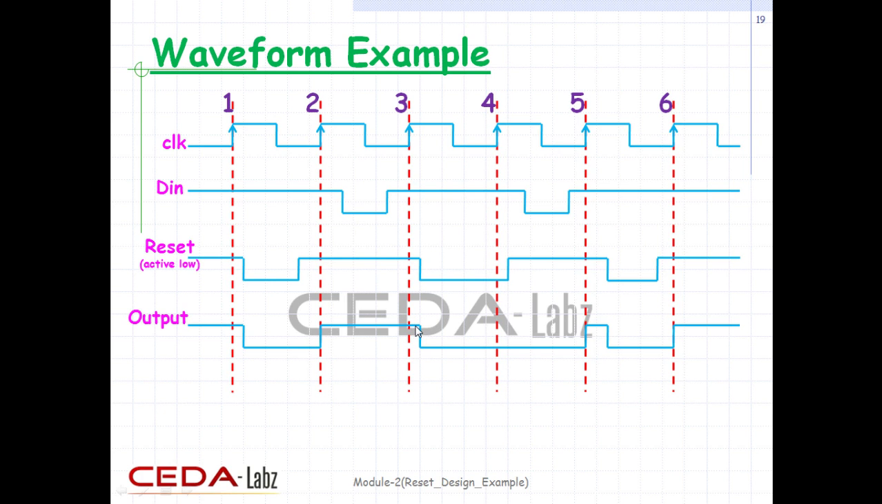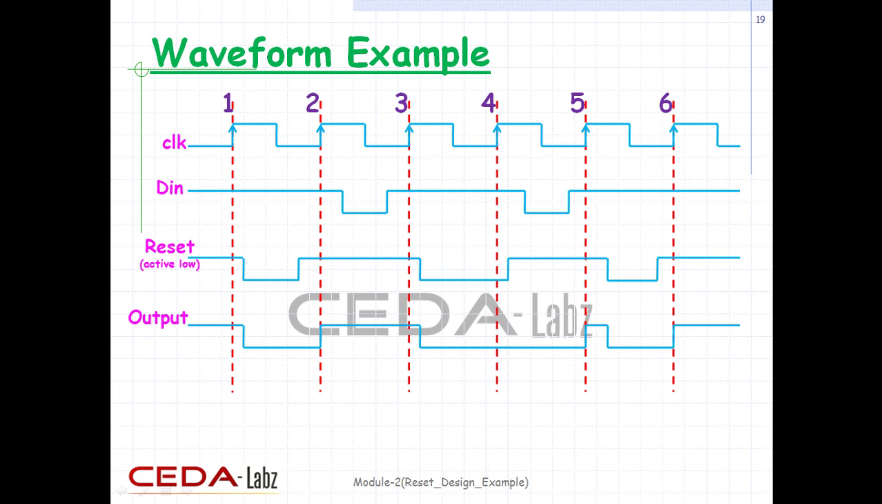But just after the third edge, reset becomes low and so does the output until the next edge. At the fourth edge, reset is still low, and that is why the output is also low until the next edge. At the fifth edge reset is high, which means now output will be same as D. In between the fifth and sixth edge, reset again becomes low, and so does the output until the next clock edge. At the sixth edge, reset is high, so the output is same as D.